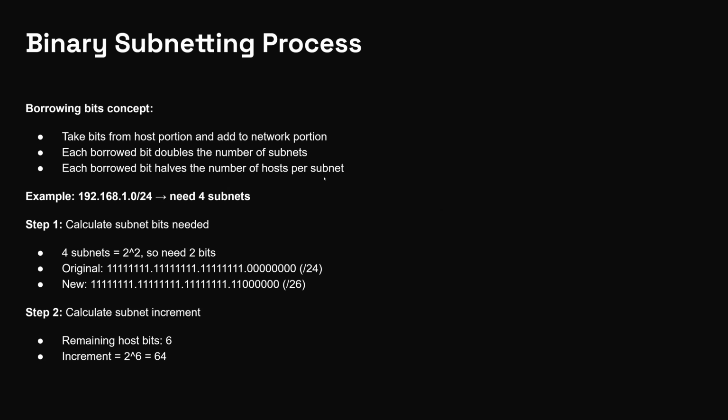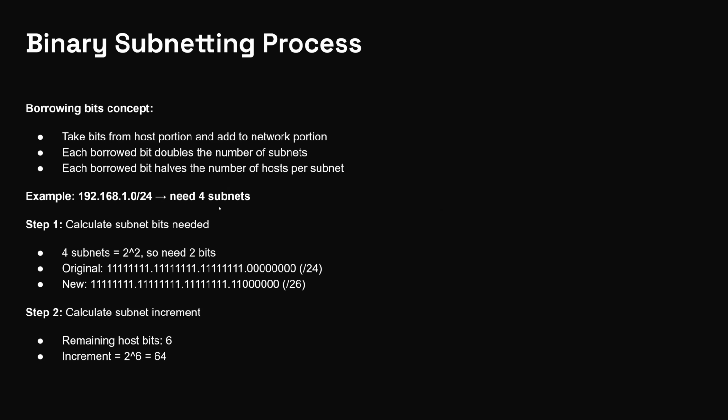Each borrowed bit halves the number of hosts per subnet. Before, I had 8 bits to use for the host portion, which gave me 254 usable IP addresses. After my change to a 255.255.255.128 network, I now have 254 divided by 2, which is 126 usable hosts. Right. The example I just mentioned is referenced below.